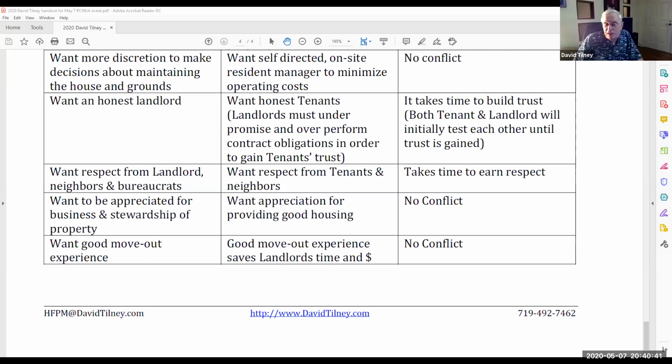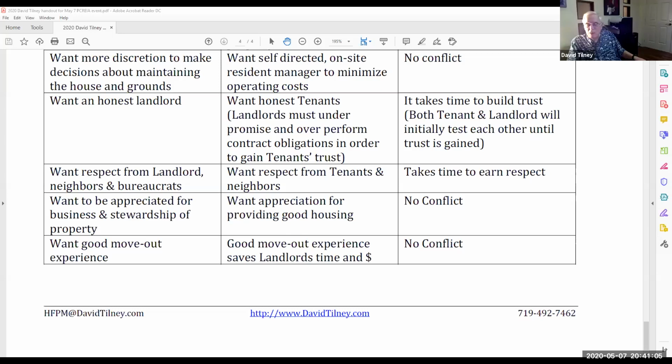And really, if you want them to trust you, you have to first trust them, I've found. You can't expect them to trust you if you don't trust them. And you almost have to show your hand a little bit and take that risk. But it's well worth it if you can accomplish that task. They want respect from the landlord, the neighbors, and the bureaucrats. I want the same thing from the tenants.